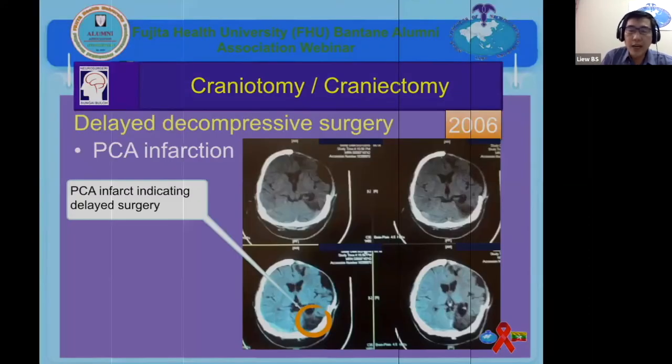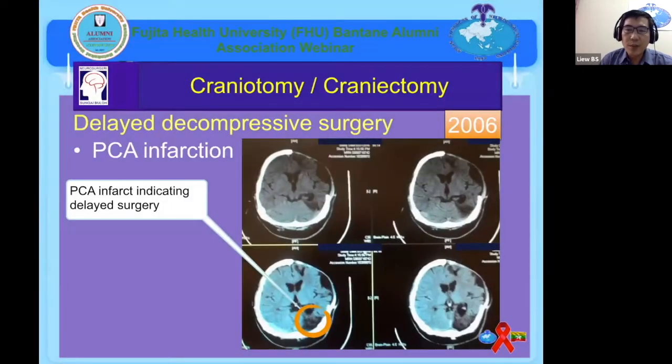And something we don't discuss much, but over the years I find that PCA infarction after a unilateral lesion that failed to be tackled or managed as soon as possible can cause compression of the PCA and cause a PCA infarction. And this is actually a marker of delayed surgery, and this can be avoided.